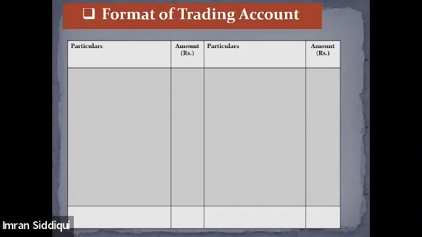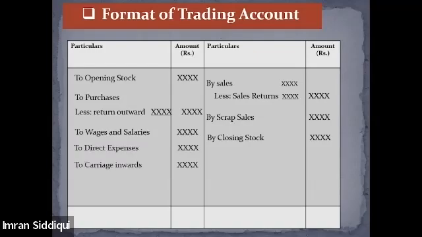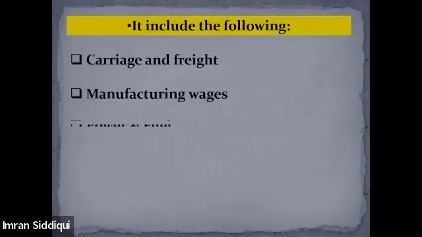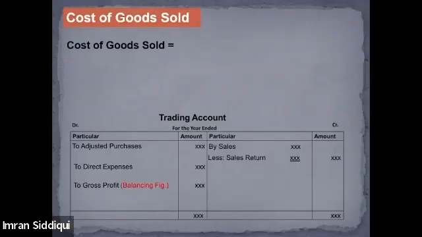As you can see, we have two sides in the trading account, debit and credit side. On the credit side, we record all the direct income like sales and scrap sales, closing stock, all these things. And on the debit side, we record the purchases and all the direct expenses. After recording all the values through the trading account, we will be able to determine the gross profit of the organization, or there may be a situation of gross loss. Did questions based on the trading account as well? I'm sure you are already clear about this thing.